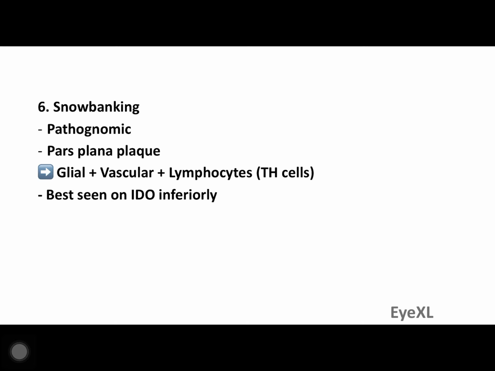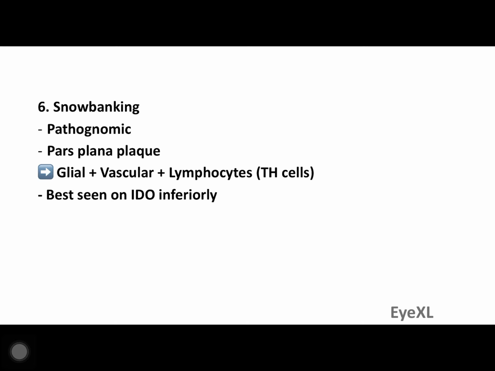Snow banking. Snow banking is the pathognomonic feature of intermediate uveitis. So what is the difference between snowballs and snow banking? It is just the manner of aggregation of these exudates. In snowballs, it is like a circular fashion, and in snow banking, it is a deposition in a linear fashion. So it appears as though snow has been deposited along the roadside in a linear fashion. So snow banking is a pars plana plaque.